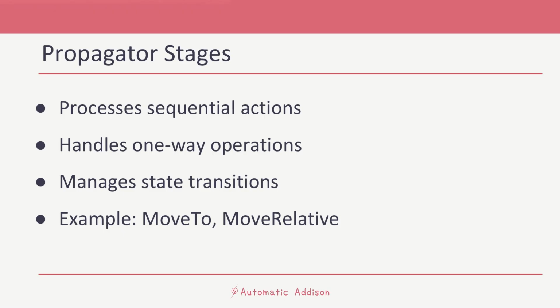Another example is move relative. Move relative is another propagating stage type because it advances the robot's state incrementally. It takes the current arm position as input and outputs a new position based on a relative movement. For example, during the move relative stage, the arm might move, let's say, 10 centimeters upward relative to where it currently is in the world, propagating the state forward by this small relative change.